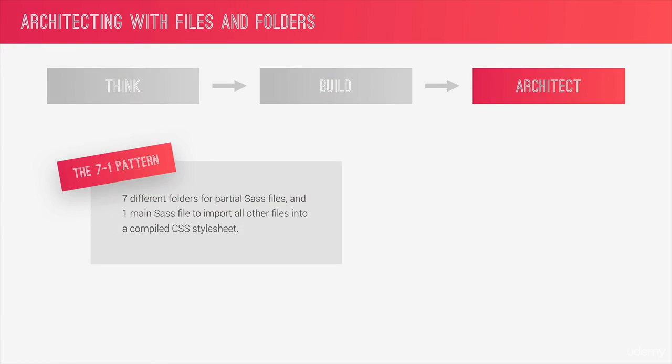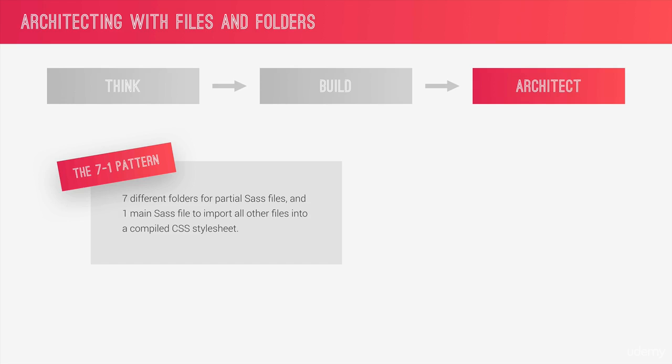All it means is that we have 7 different folders where we put partial Sass files, and then one main Sass file in which we import all of our partial files into one final compiled CSS style sheet. Of course, when I say Sass here, I could mean any other CSS preprocessor, because all of them allow you to implement this pattern, okay? And we'll see how that works in practice once again a bit later.